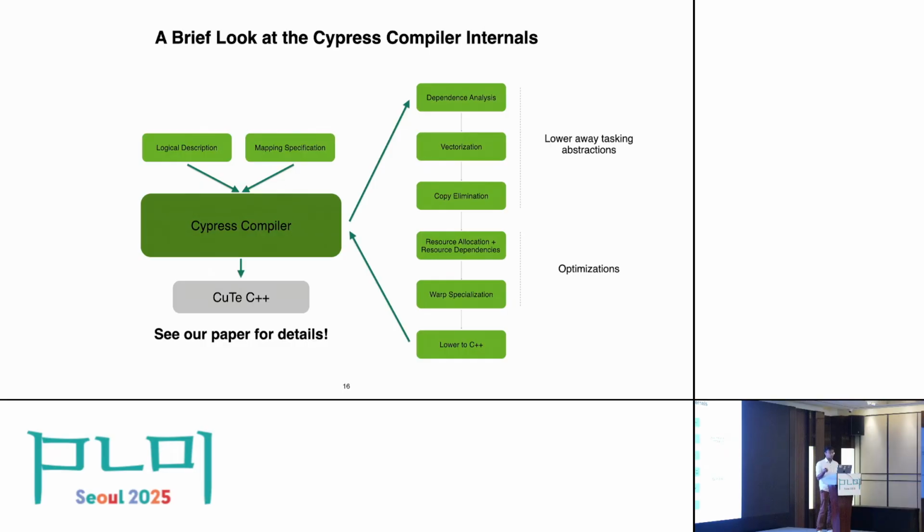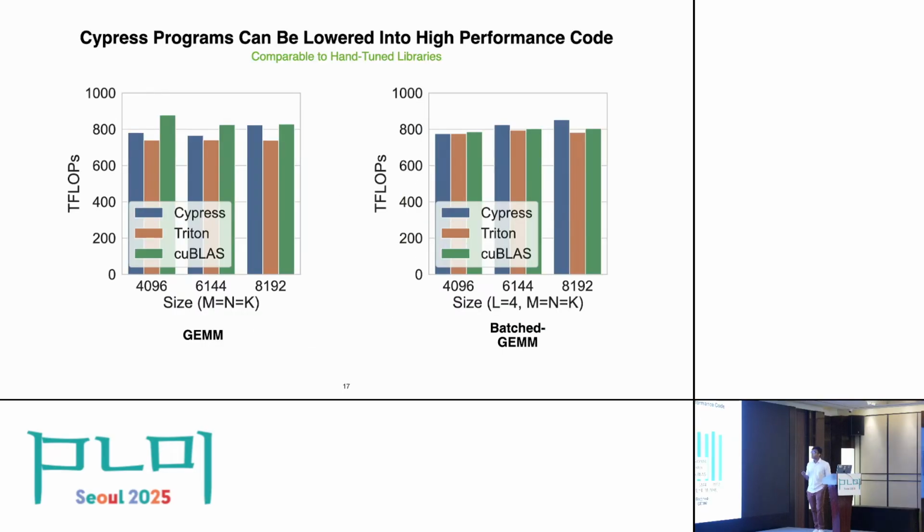So the first result I want to show you is that our compiler infrastructure can lower these Cypress programs into high-performance code. So for important computations, like GEMM or batch GEMM, we can get code that is very competitive with cuBLAS. That's kind of expected because these systems are built by expert engineers, and we know the decisions that went into making those high performance.